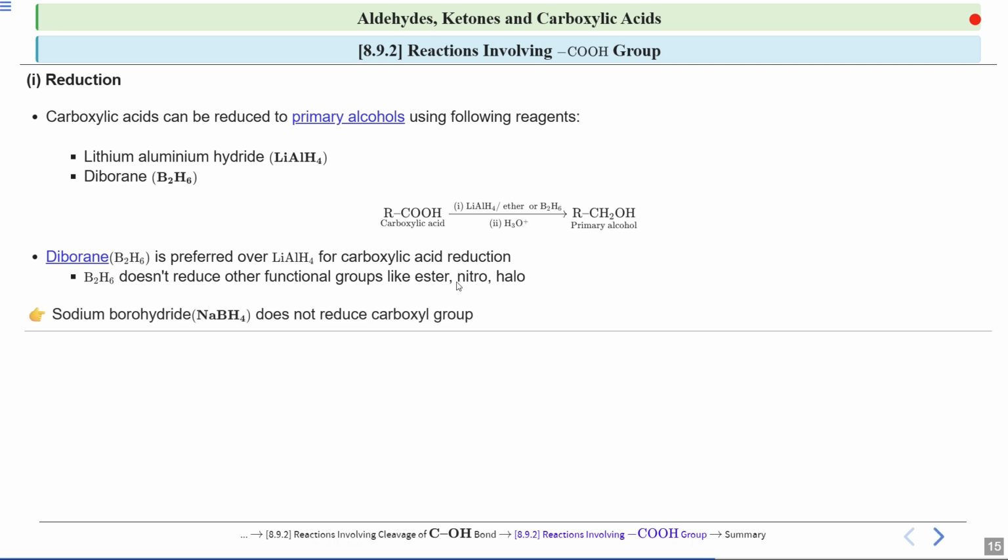Now it is important to note over here that sodium borohydride, NaBH4, does not reduce the carboxyl group. This is crucial because NaBH4 is a milder reducing agent when we compare it with LiAlH4 and B2H6. Being a milder reagent, it does not reduce the carboxyl group. It is often used for reducing aldehydes and ketones, but not carboxylic acids.